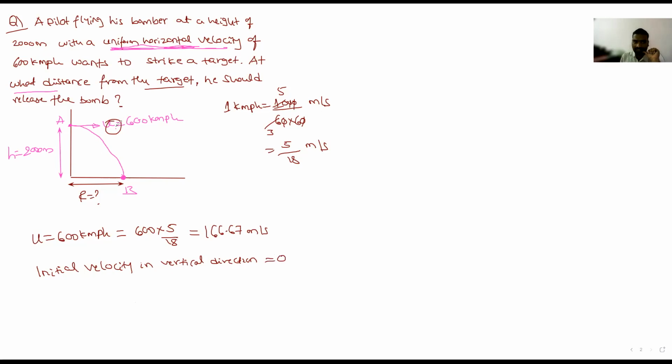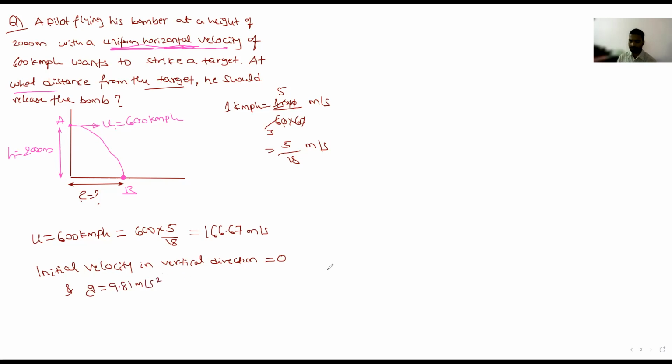Okay, whatever he has given, U is only in the horizontal direction. But for the bomb in the vertical direction, initially it is having 0. Then it is subjected to acceleration due to gravity. And what is g? 9.81 meter per second square.